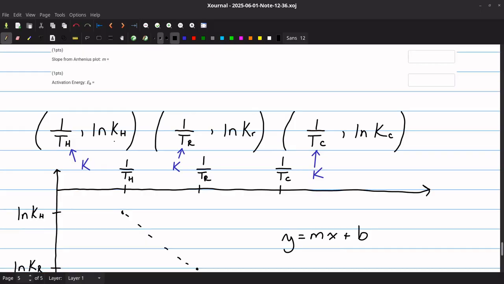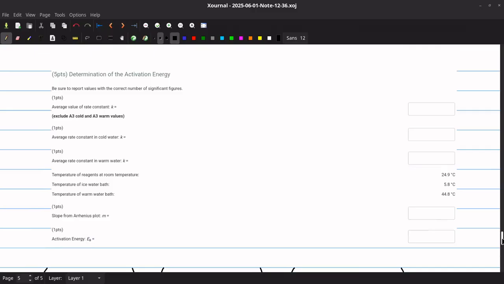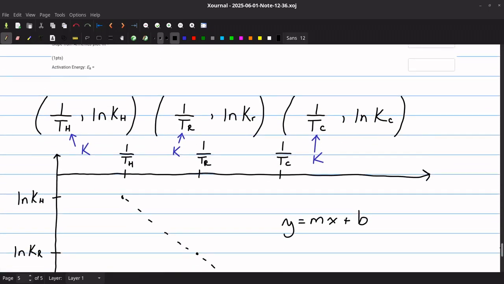The natural log of the K for the hot, so I'm going to take the natural log of this value right here, the average rate constant for the warm water, and then I'm going to do that for the room temperature water, and I'm going to do that for the cold water. Remember, we're always in Kelvin for all of these. This is going to be our smallest X value, right? Because this has the largest temperature. I take 1 over the larger number, and that's going to make it the smallest number.